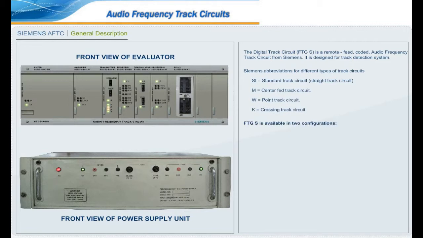FTGS is available in two configurations: FTGS 46 low frequency and FTGS 917 high frequency. The main difference between the two configurations is the frequency range in which they operate.